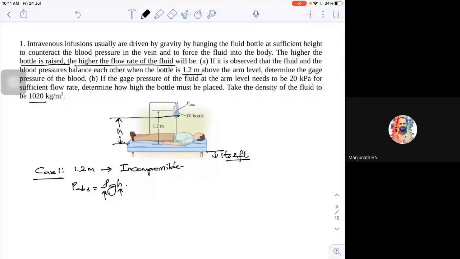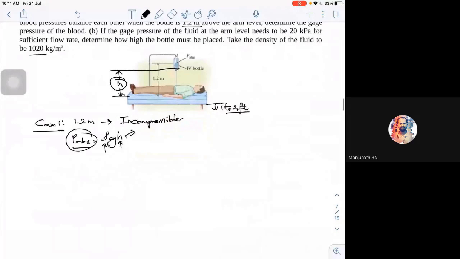So H can be one of the variables. Depending upon this H value, I can calculate my absolute pressure. Or for a given absolute pressure, because here I am taking my atmospheric pressure as the datum, depending upon that particular condition, I can calculate the height. So here height is given, and I can calculate it depending upon the absolute pressure.